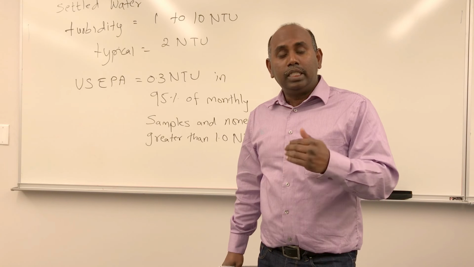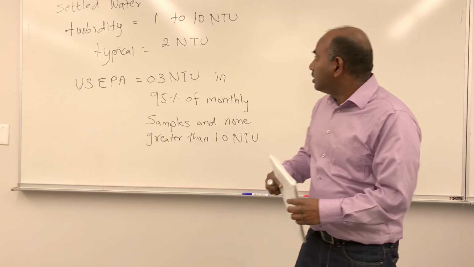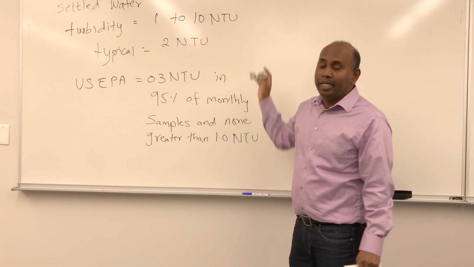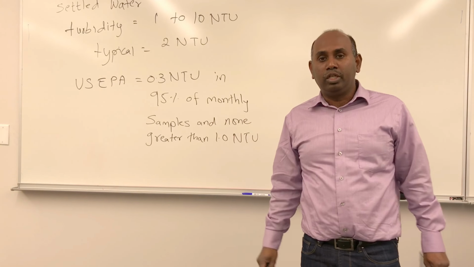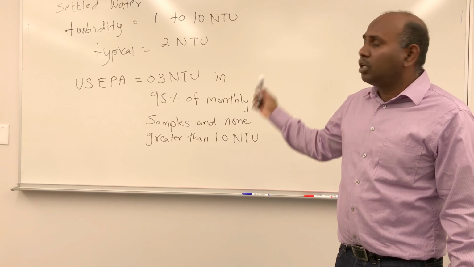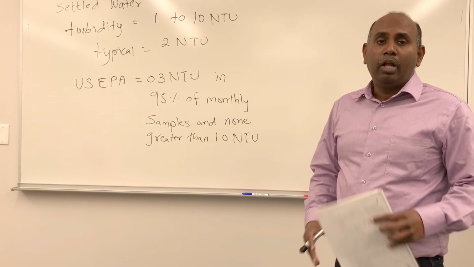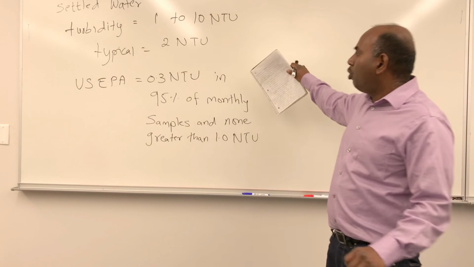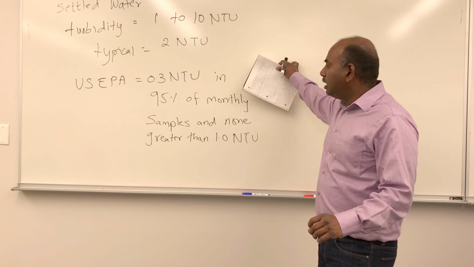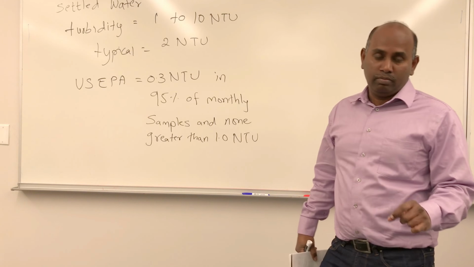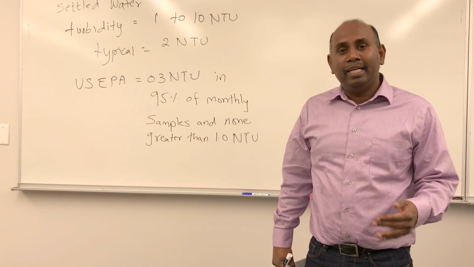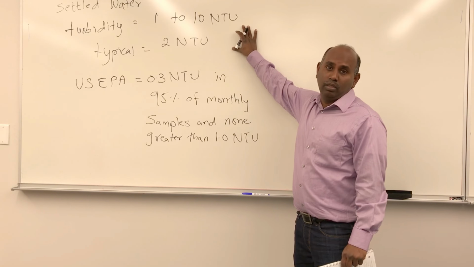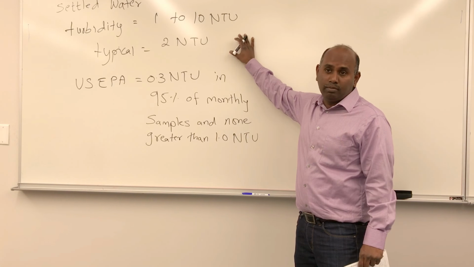Now the discharge from the settling tank is typically expected to have a turbidity of 1 to 10 NTU. It's a range of 1 to 10 NTU, and the typical value is about 2 NTU. Now the US EPA drinking water standard is about 0.3 NTU in 95% of the monthly measurements, and no measurement can exceed 1 NTU. Now this condition is a general one. It depends on the water quality.